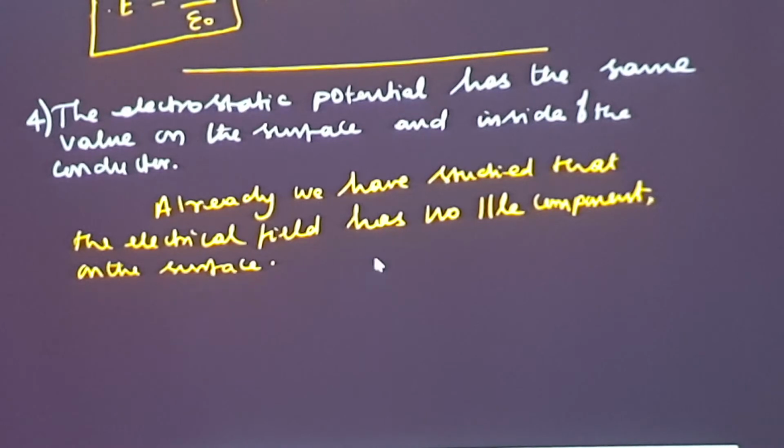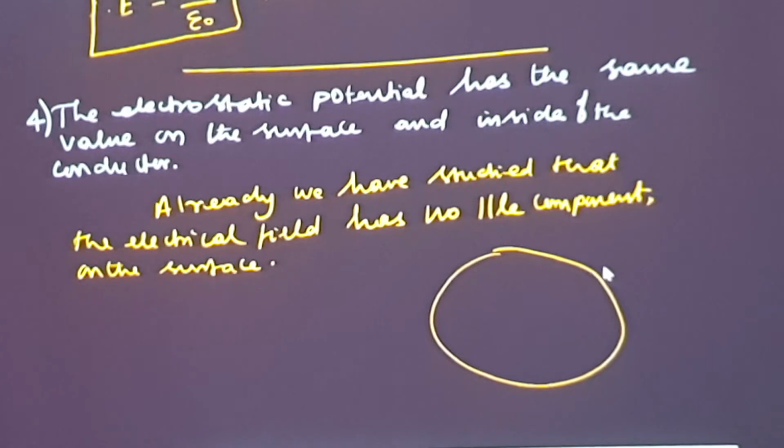See, if there is no parallel component on the surface, for example, we have taken a conductor. On the surface of the conductor, there is no parallel component. If there is no parallel component, it means there is no force or there is no acceleration. So I am considering a charge on the surface. Since there is no parallel component, no work is required in order to move the charge from point A to point B. So the charge can be moved from one point to another, and then no work is said to be done. What do you mean by this?